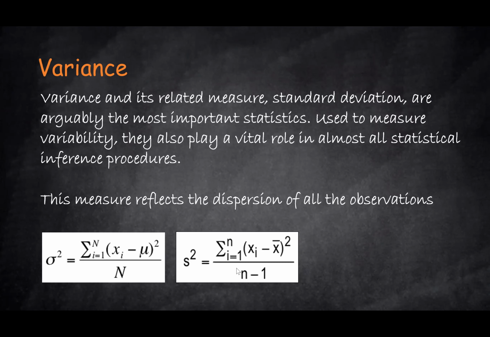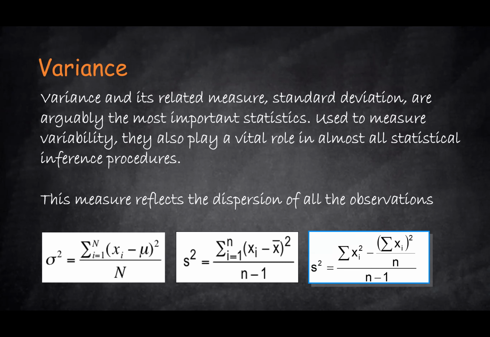Both equations calculate the sum of the squared deviations in the numerator. The denominator will be different. For population, we divide by the population size. For the sample, we divide by the sample size minus 1. There is another formula for sample variance, which is called the shortcut formula. That is very useful, and it is applied here in the slide.